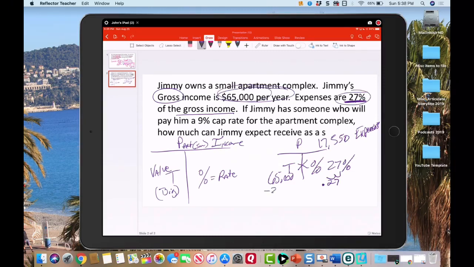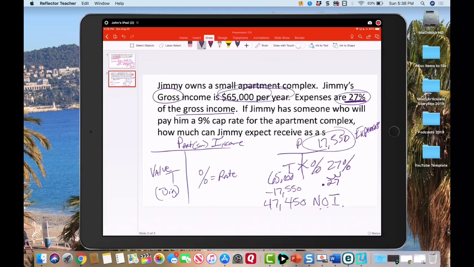So we need to just subtract. I got to looking at that. We need to subtract 17,550. So 65,000 minus 17,550 gives us 47,450 in what we call net operating income, or NOI.